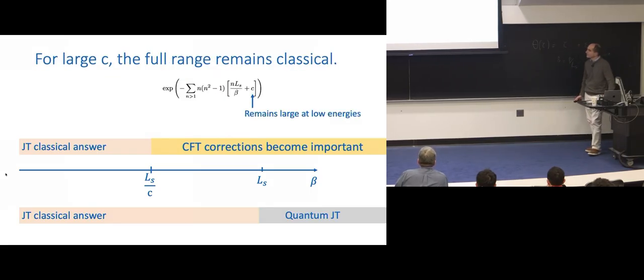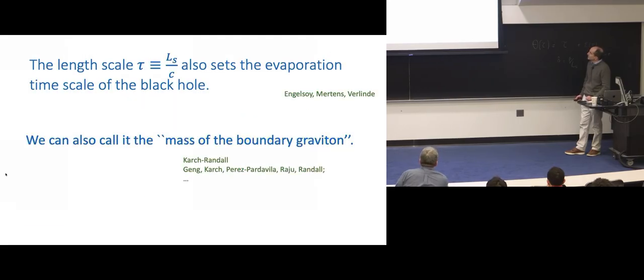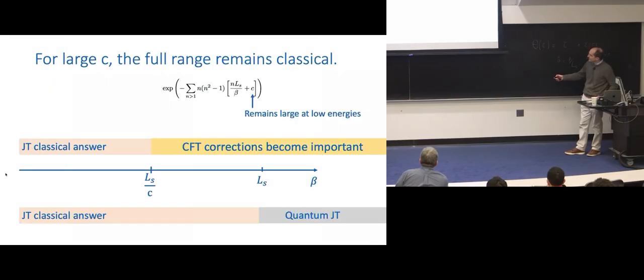Okay. That's what I just said, that the full range remains classical for large C. So that's a new feature. Now, what is that length scale? There was a length scale that we mentioned. So what is this length scale?